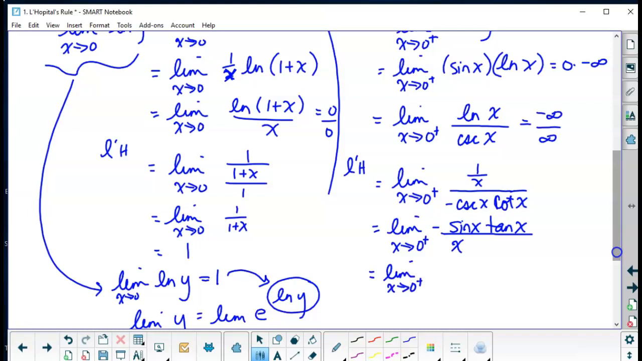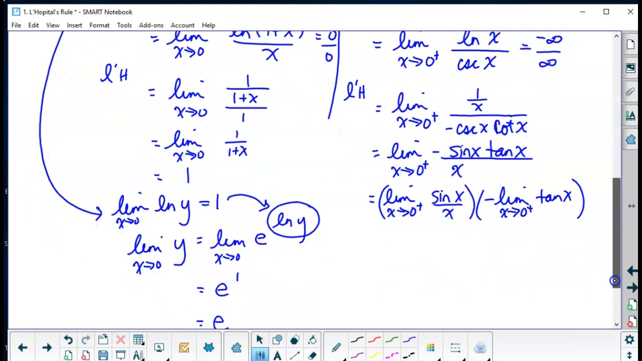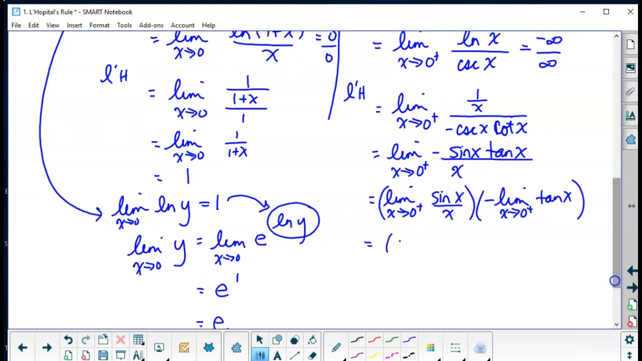You have on your formula sheet, sine of x over x as x approaches 0 is 1. Okay, so that's going to be 1 times negative 0, tan 0 from the right is going to be 0. So negative 1 times 0, which is 0.